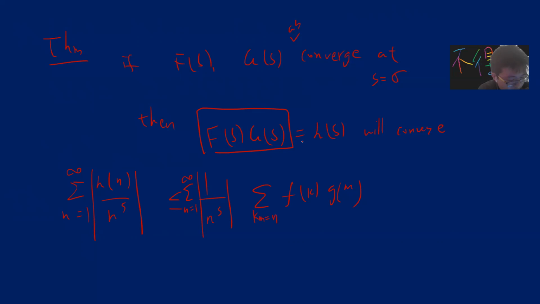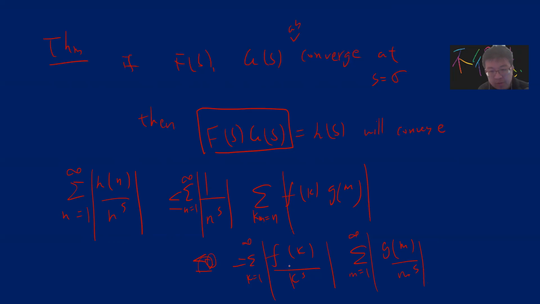Okay, so k equals n, you can bound it, right? So this guy is less than or equal to, you can separate into this, right? You get f of k, k to s, k from 1 to infinity, and m from 1 to infinity, g of m, m to s. So if these two both are absolutely convergent, then this guy converges. Okay, so this proves our results.